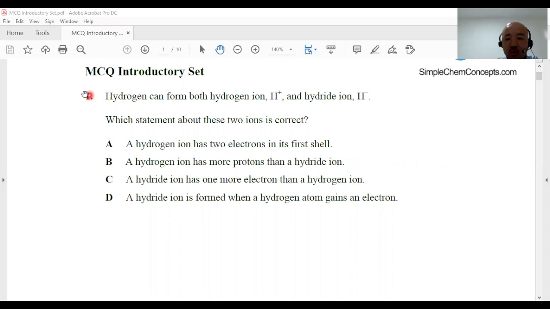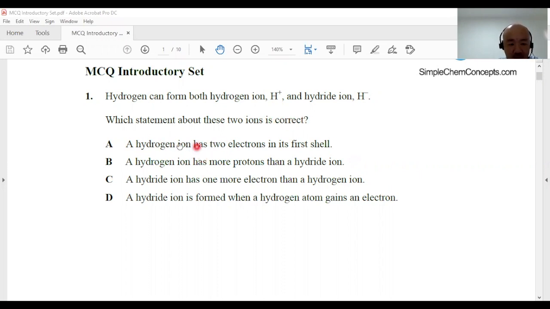Now in question 1, we'll be looking at an atomic structure and ions question. Hydrogen can form both hydrogen ion H plus and hydrogen ion H minus. Which statement about these two ions is correct?